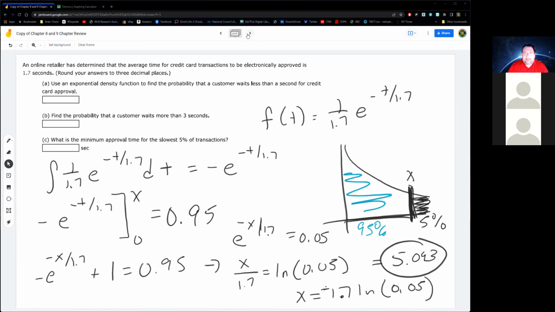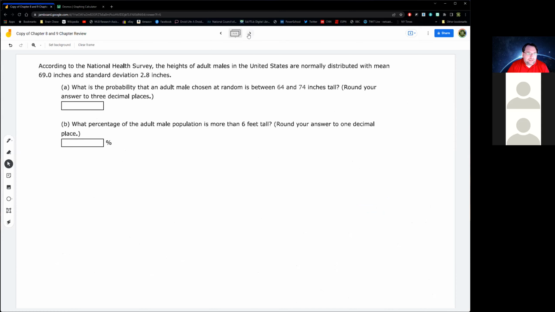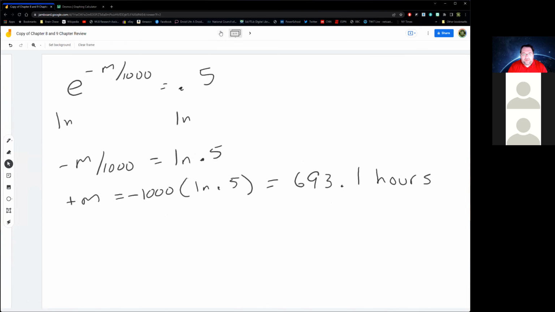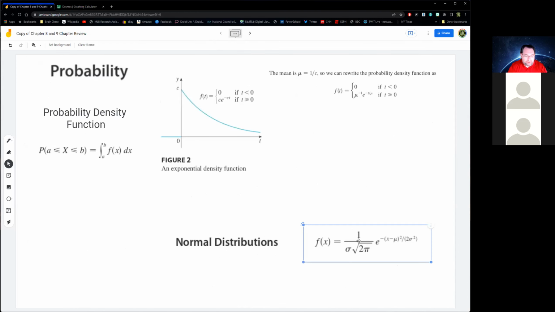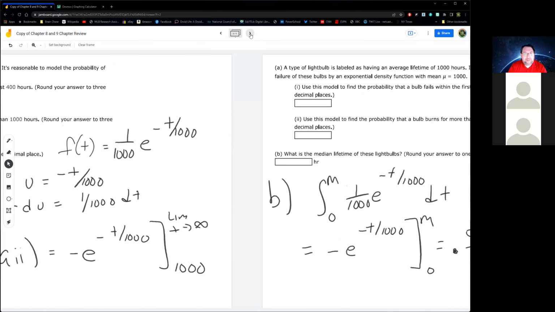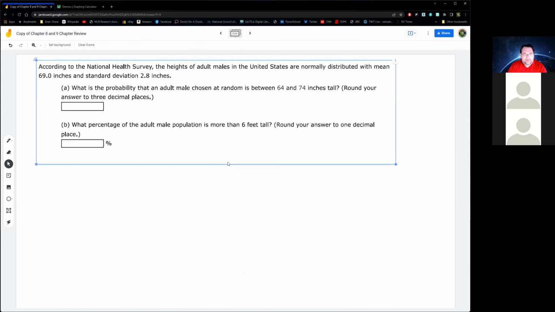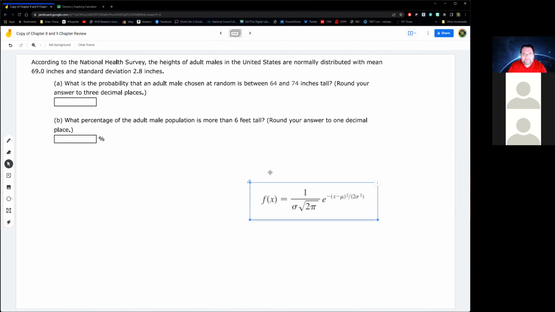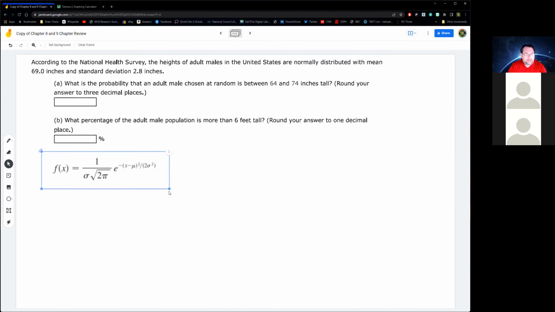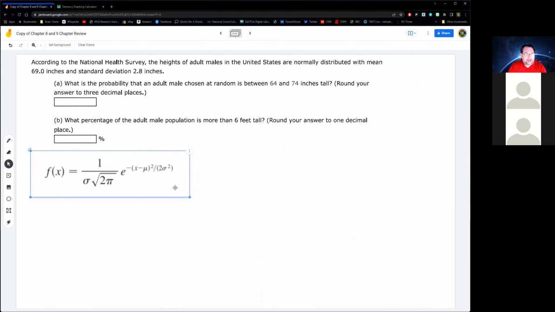All right. Let's do this one. Actually, this one's really simple because it's all computer. It's all going to be in Desmos. The only thing with this one is you just got to figure out which equation you're plugging all the numbers into. So we're using that equation right there. That's the normally distributed curve.